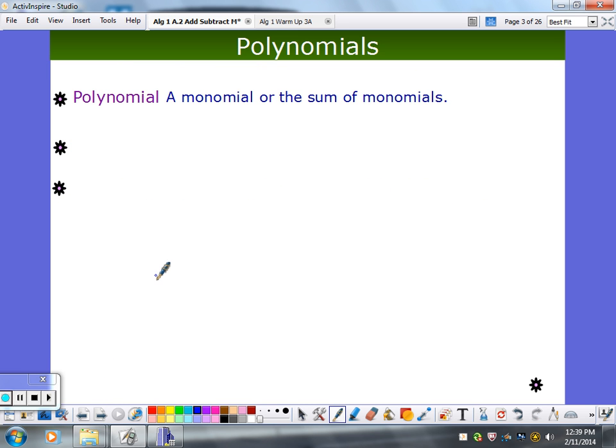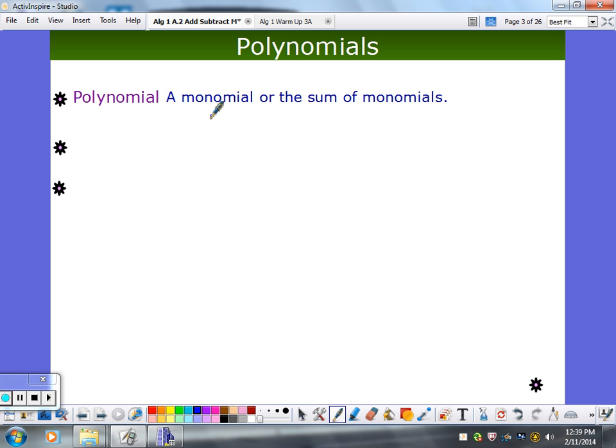Polynomial. Oh, we made it. For a polynomial, we had to learn about monomials because it's in the definition. So what is a polynomial? Remember what a monomial is? A number, a variable, a product of numbers and variables with whole number exponents, or the sum of monomials.